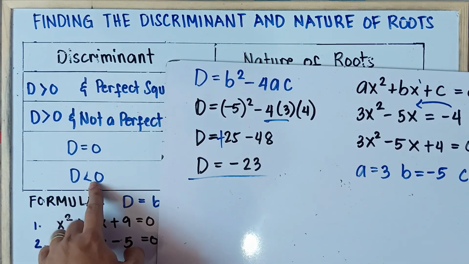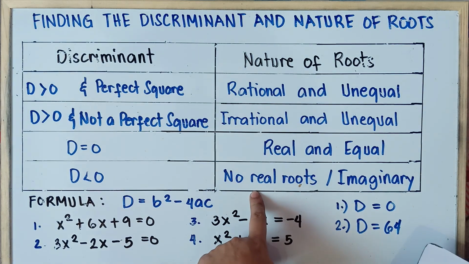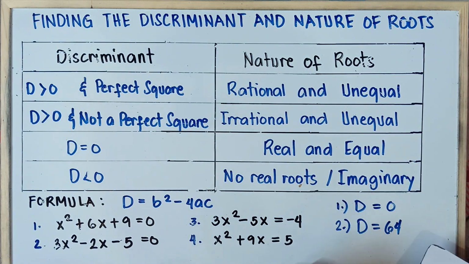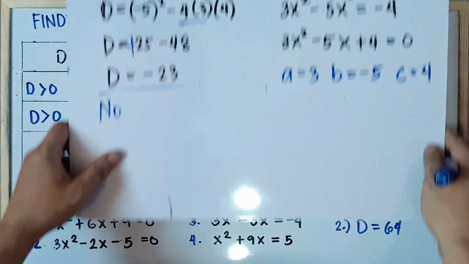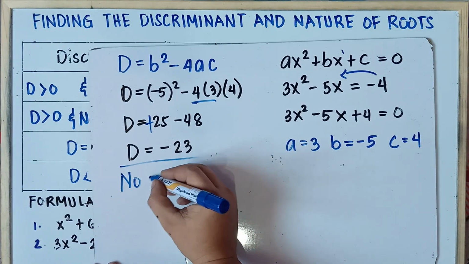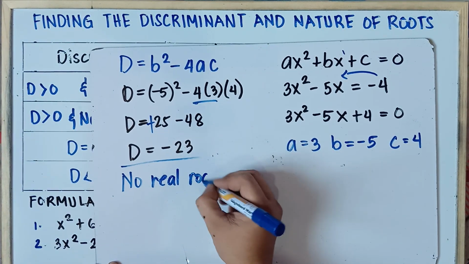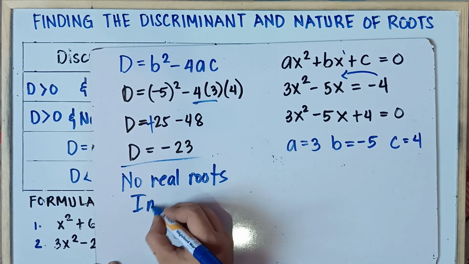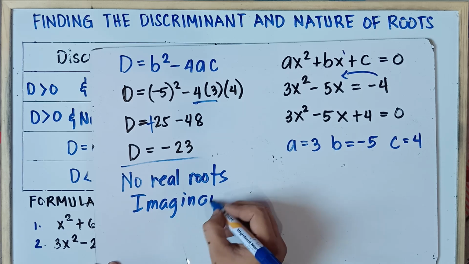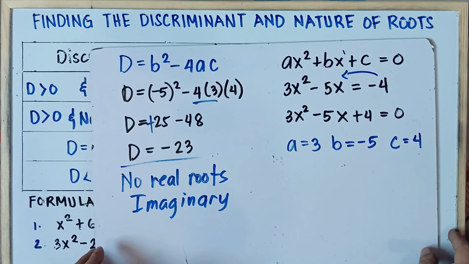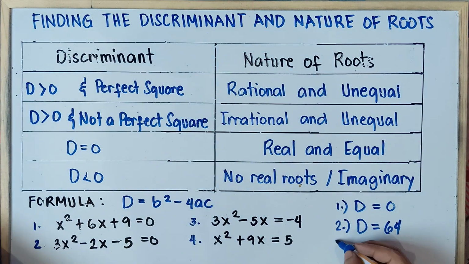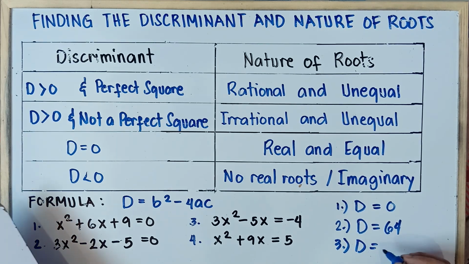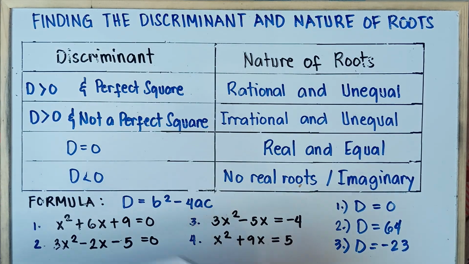Now, if D is less than 0, our answer for the nature of roots is no real roots, or imaginary. Simple as that, class. Let me just write the answer here: no real roots, or we can write imaginary. You're all set for example number 3, where the discriminant is equal to negative 23.